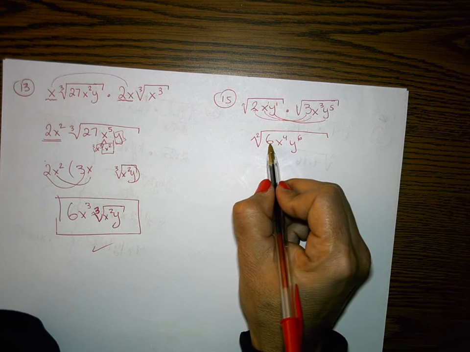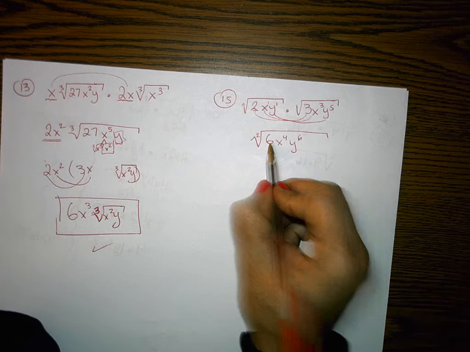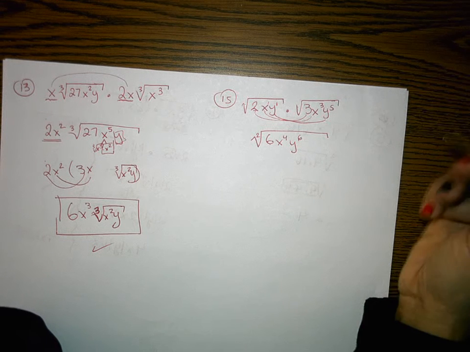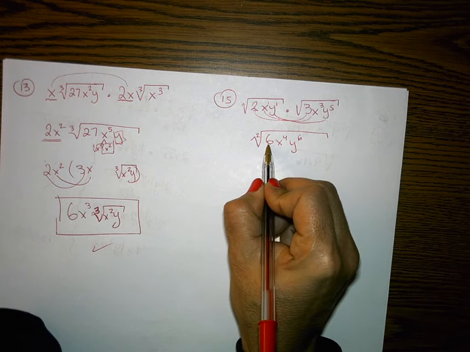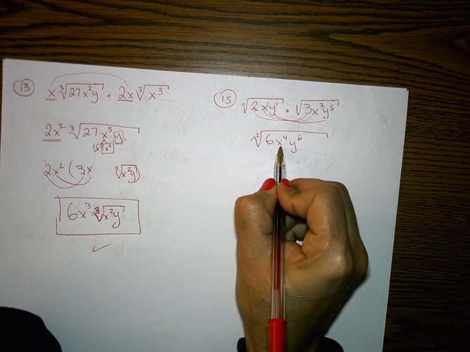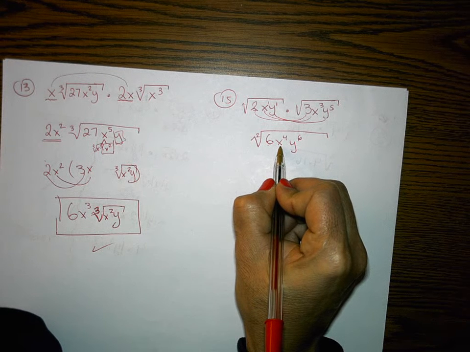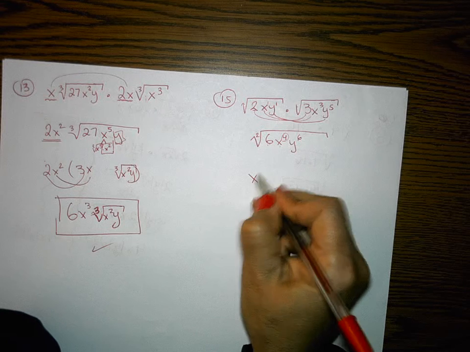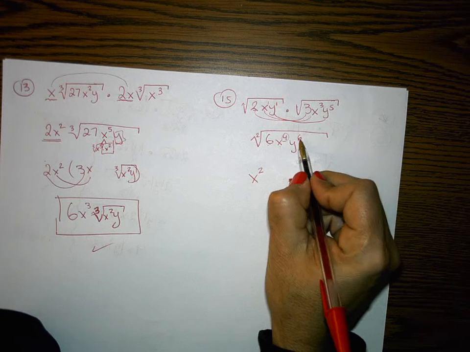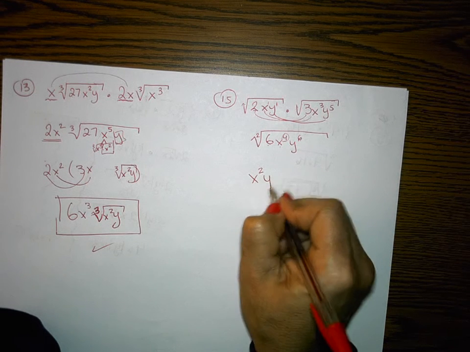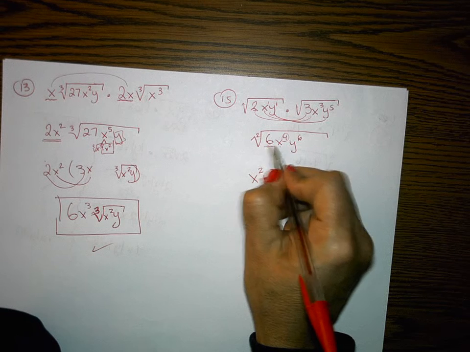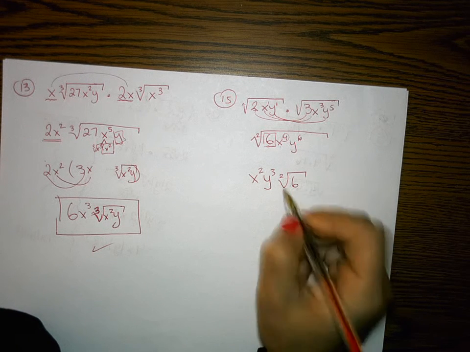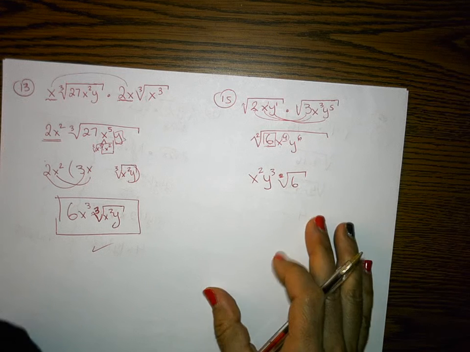The square root of 6, we cannot take the square root of 6. Remember, perfect squares are 1, 4, 9, and so forth. So that 6 I cannot take the square root of, but I can definitely take the square root of x to the 4th. 4 divided by 2 would be x squared. And 6 divided by 2 would be y cubed. The only thing I couldn't take the square root of was the 6. Okay? I don't have to write the 2, but there we go, the square root of 6.